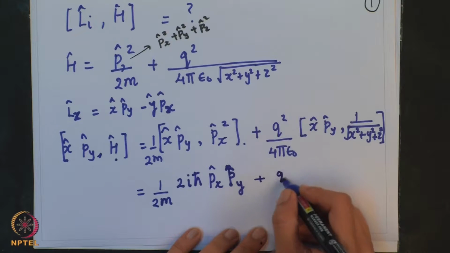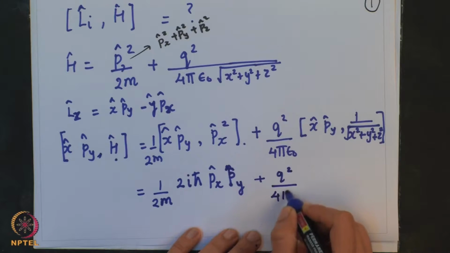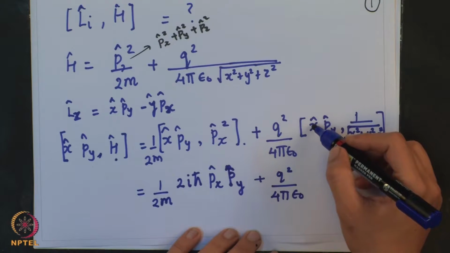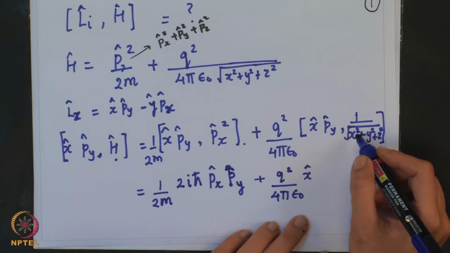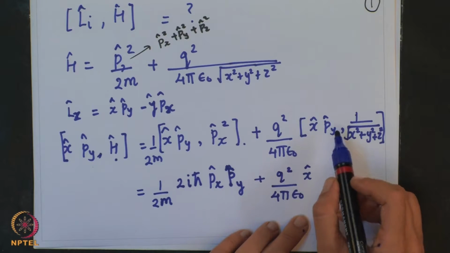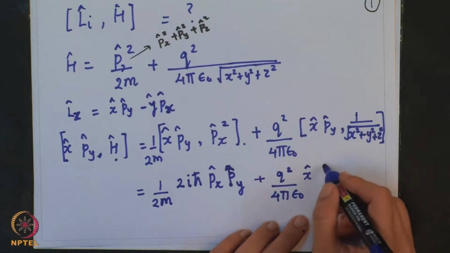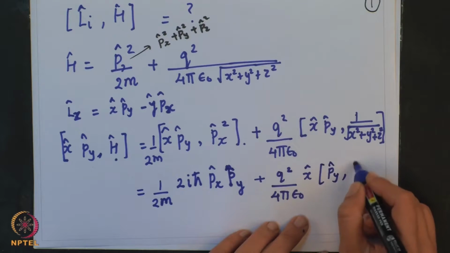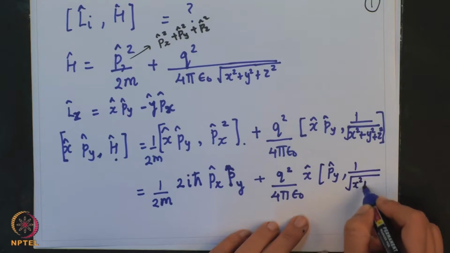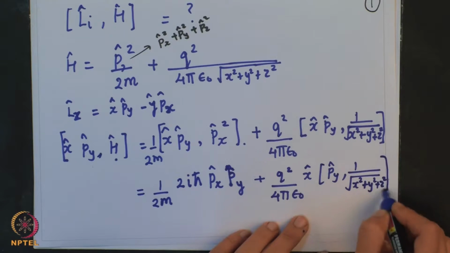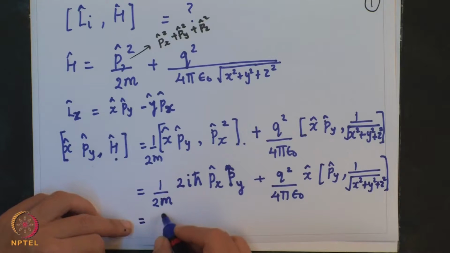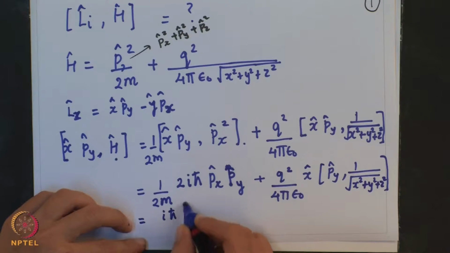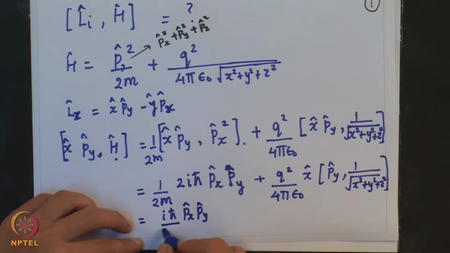The second term is q square upon 4 pi epsilon naught. So, x cap we will take out because it will not contribute to the commutator bracket. The only term that will contribute to the commutator bracket is p y. So, you have p y with 1 over x square plus y square plus z square. Now, there is a small trick involved here. You will have to find the commutator of this expression, and the first term comes out to be i h cross p x cap p y cap upon 2m.